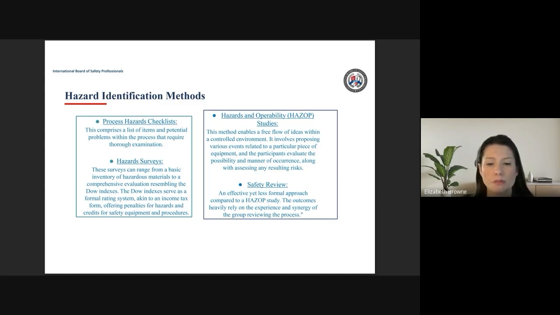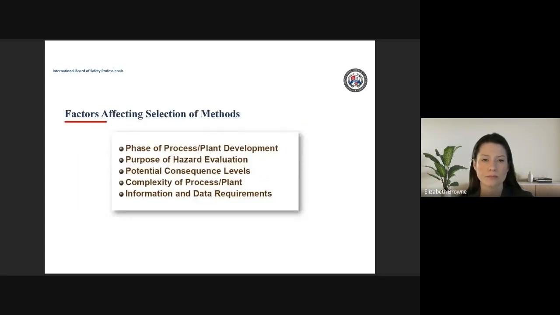The outcomes of those do rely heavily on the experience within the group. So while those might be effective, using a more formalized HAZOP study or checklist may be a better fit for a group that might not be as experienced in doing these hazard identifications. All right, factors affecting selection of control methods. So what is the phase of the process in plant development? What is the purpose of the hazard evaluation?